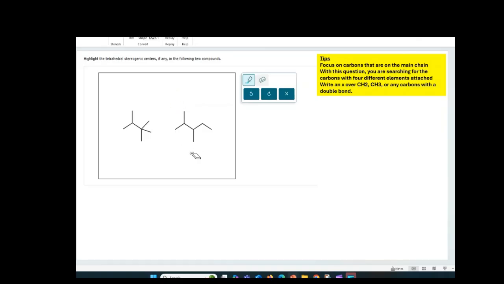So in this question, you're pretty much good for the most part to just highlight this carbon here, and this will be your answer. So again, fairly simple.